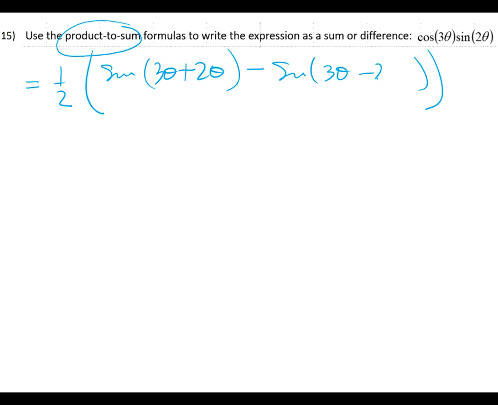3 theta, 2 theta. All right, what is 3 theta plus 2 theta? 5 theta, and then 3 theta minus 2 theta. That's it. Done. If the multiple choice distributed 1/2, you distribute 1/2. But I think we could all do that.